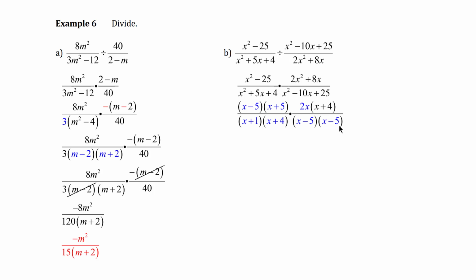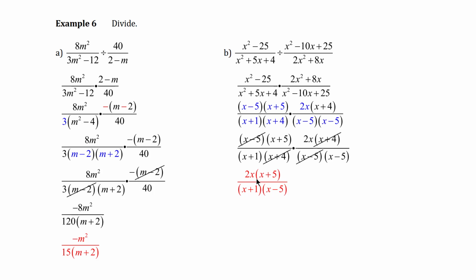Next, we could cancel out the common factors of the x - 5s and the x + 4s on the numerator and the denominator. The result is 2x(x + 5) divided by (x + 1)(x - 5).